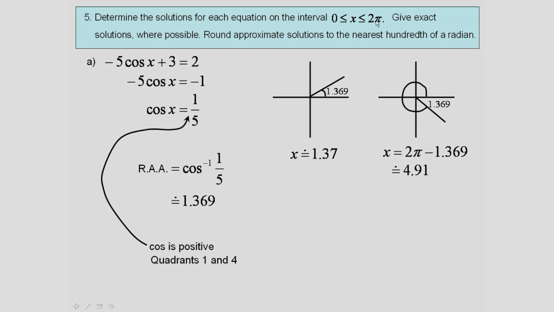Notice both of these numbers do fall within our domain, 0 to 2 pi. 2 pi is about 6.28. It's 3.14 times 2. And both of these numbers fall between 0 and 6.28, so we are good to go. Just a final therefore statement to sum things up. X is approximately 1.37 or 4.91 radians. You are done. Let's move on to part B.